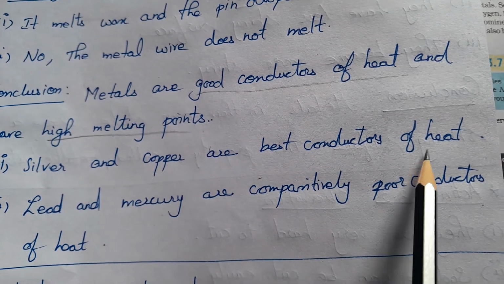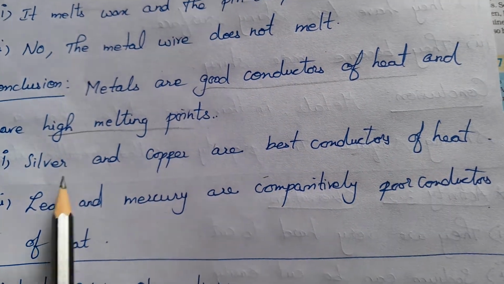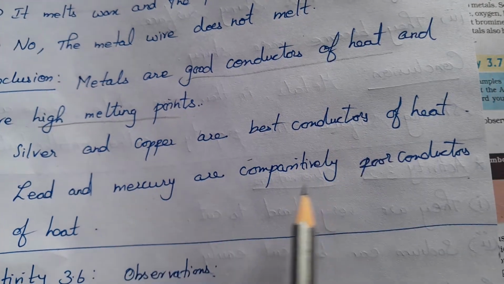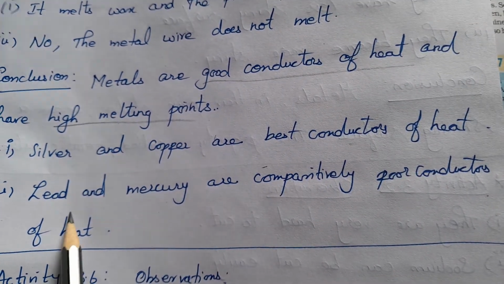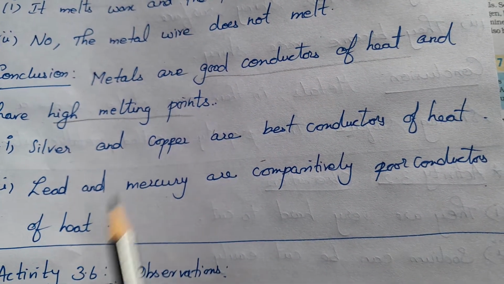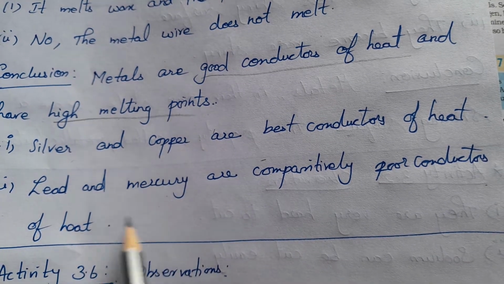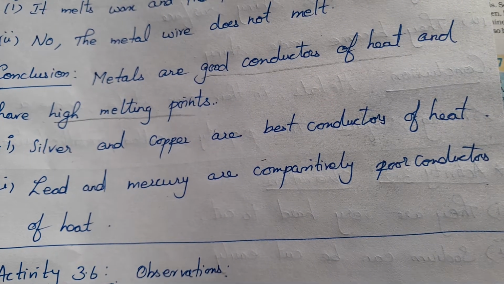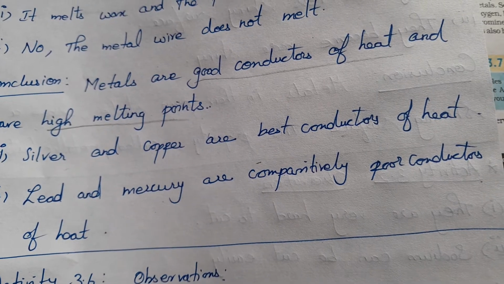Some of the best conductors of heat are silver and copper, and comparatively lead and mercury are poor conductors. When compared with silver and copper, they are poor conductors, okay, but they will conduct the heat, okay.